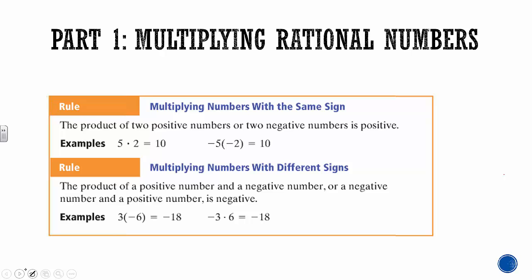And then multiplying rules. The product of two positive or two negative is always positive. So if you have the same sign, doesn't matter what the sign is, same sign gives you a positive answer. If you have different signs, you're always going to get a negative. Doesn't matter what order it's in.